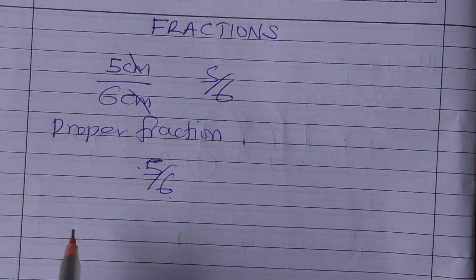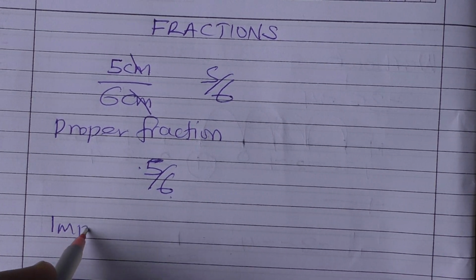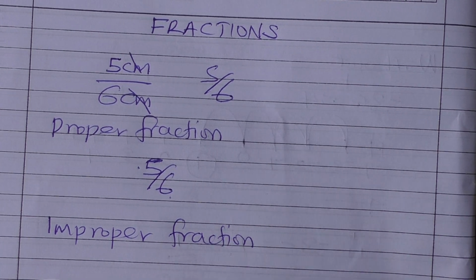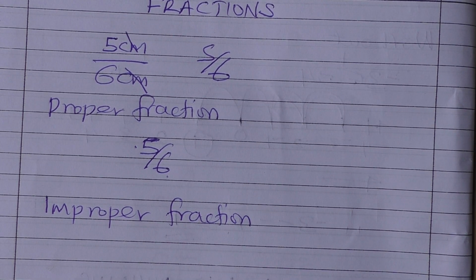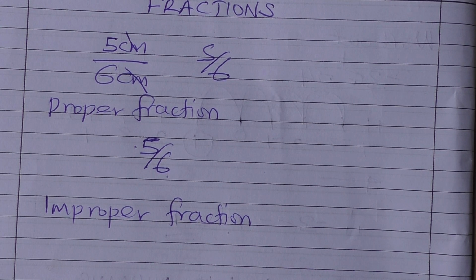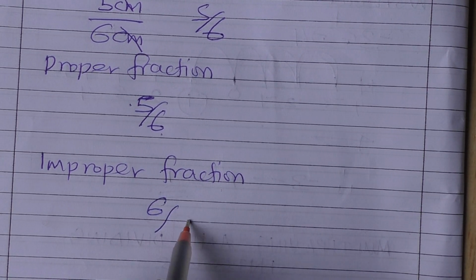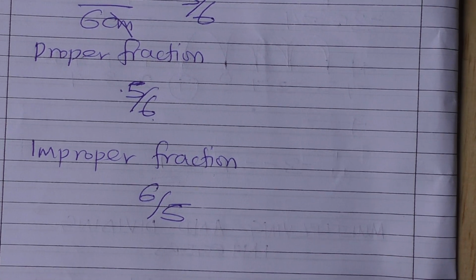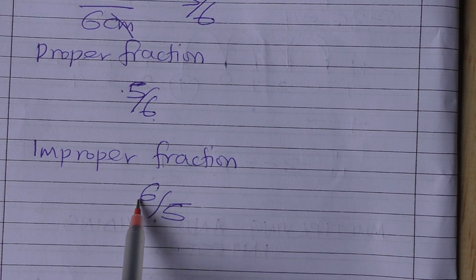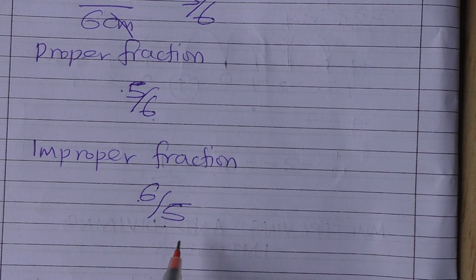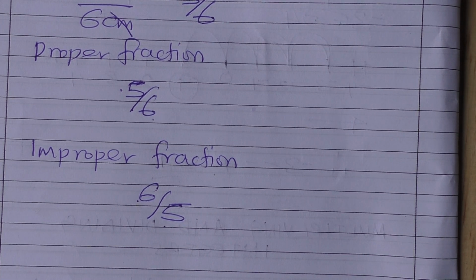Then we also have the improper fraction. An improper fraction is that type of fraction where the numerator is greater than the denominator. If I have 6 over 5, the numerator 6 is greater than the denominator 5. So it is an improper fraction.